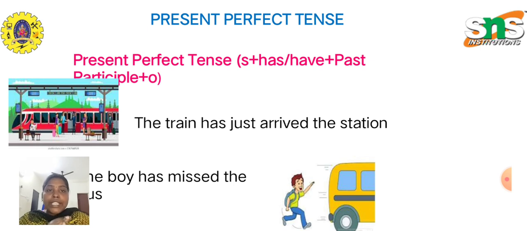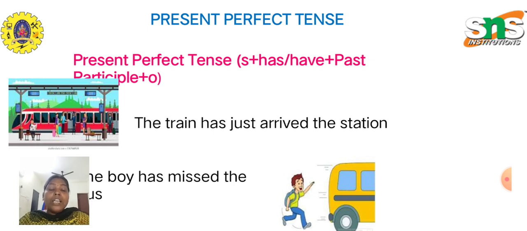Just look at the first example. The train has just arrived at the station. In this sentence you can take the example of somebody has reached Coimbatore junction. In that case they might have started from Chennai or Mumbai. So here you just forget about where they have started. The thing is the completeness of an action at the moment of speaking: whether the action has ended or not. In that scenario, you can use the present perfect tense.